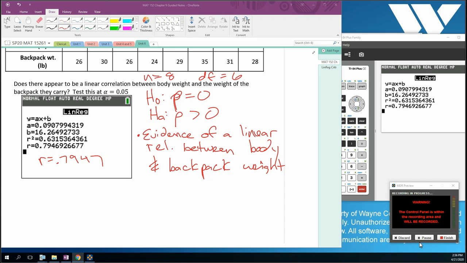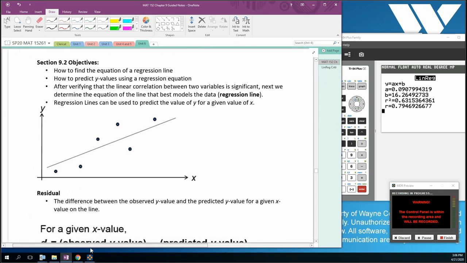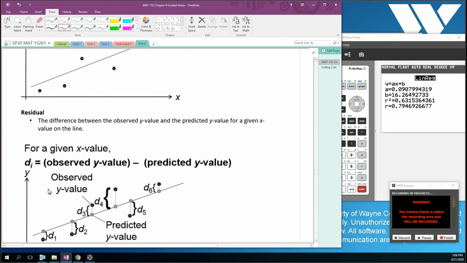Alright, so let's move on. How to find the equation of a regression line and how to predict. Believe it or not, all of this regression stuff, we've already kind of done. We're just going to use the calculator to figure out some of this. There is one other thing I am going to expect you to know, and that is a residual. The residual is the difference between an observed y value and a predicted y value for a given x value.